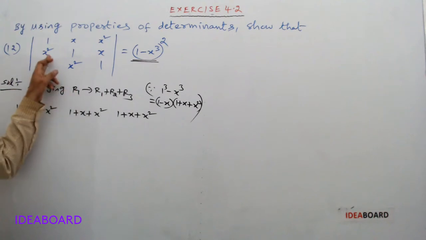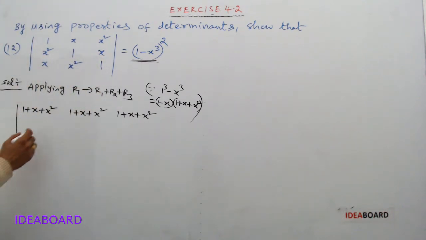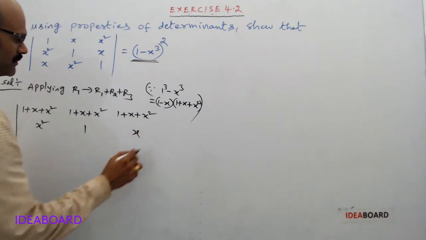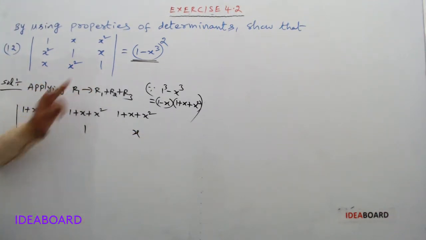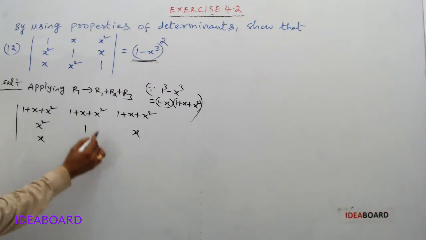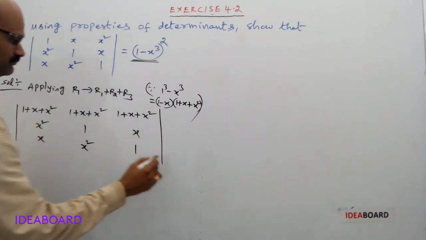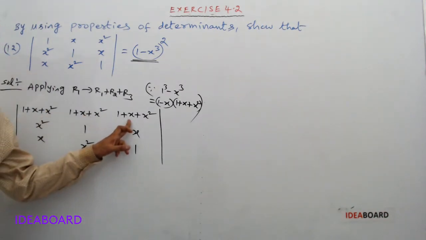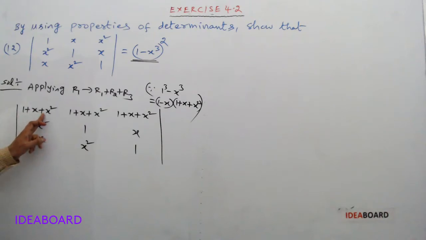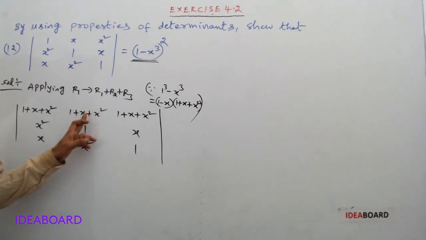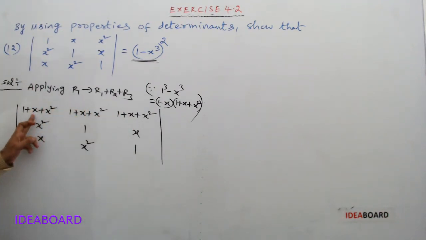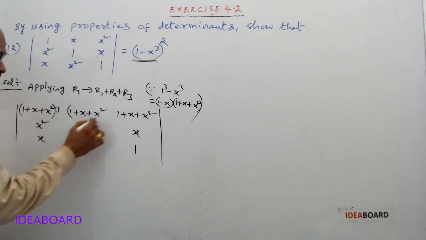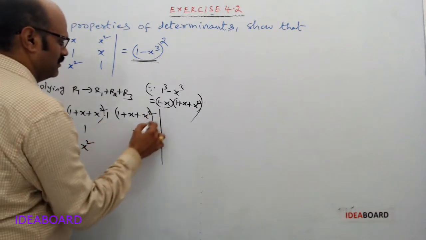Now R2 is the same, x² 1 x, and R3 is also the same, x x² 1. Now in R1 we have 1 + x + x² as a common factor, in each and every element of R1, so that we take out and are left with 1, 1, 1.